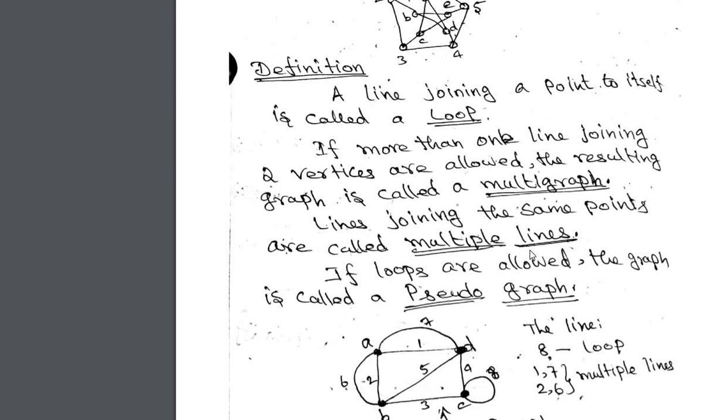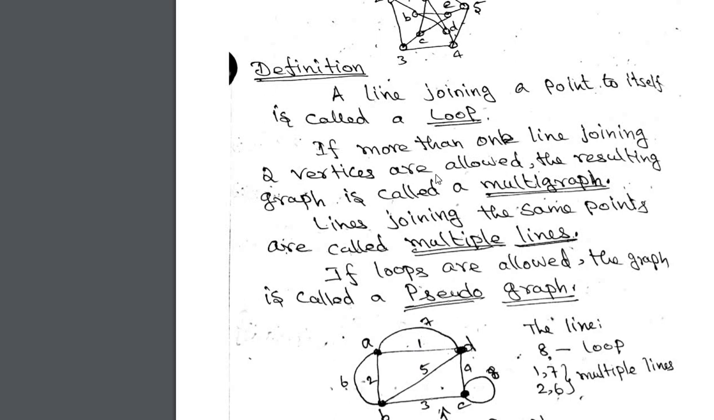Next one is multiple lines. The lines joining the same points are called multiple lines. Suppose you have these points A and B. Now the lines 1 and 7 are joining the same 2 points, A and D. So lines joining the same points are called multiple lines. So 1 and 7, these two lines are multiple lines.